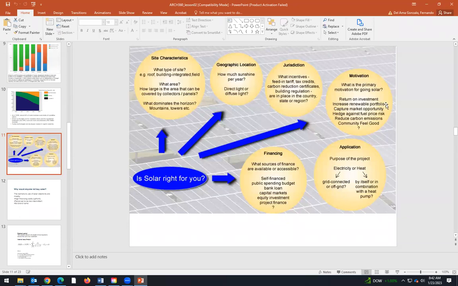Increase their renewable portfolio. Well, nowadays, some companies can attract clients by betting on renewable energies. So that's another motivation. Well, it's money. Capture market opportunity. Again, we can attract clients if we show them that we are renewable and committed to sustainability and all that stuff. Okay.